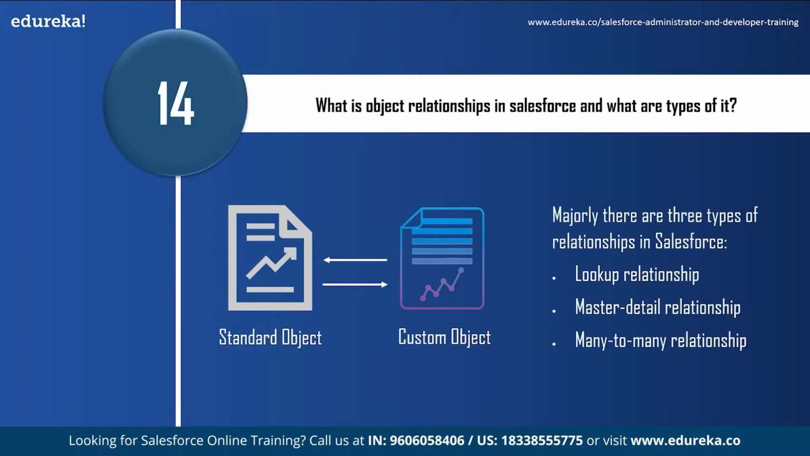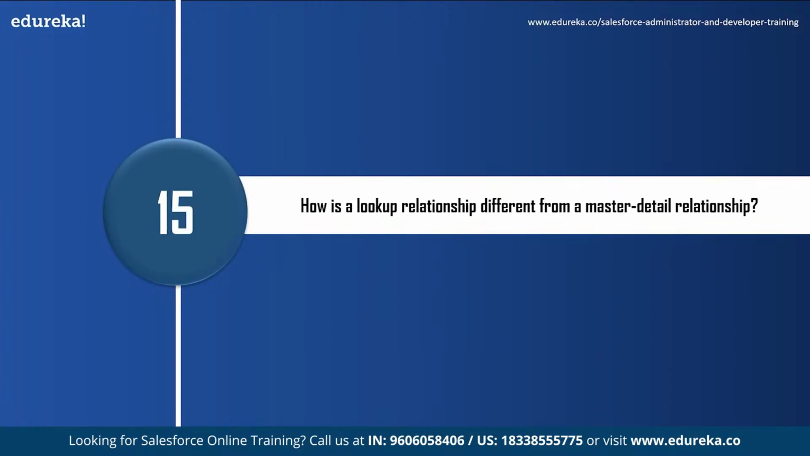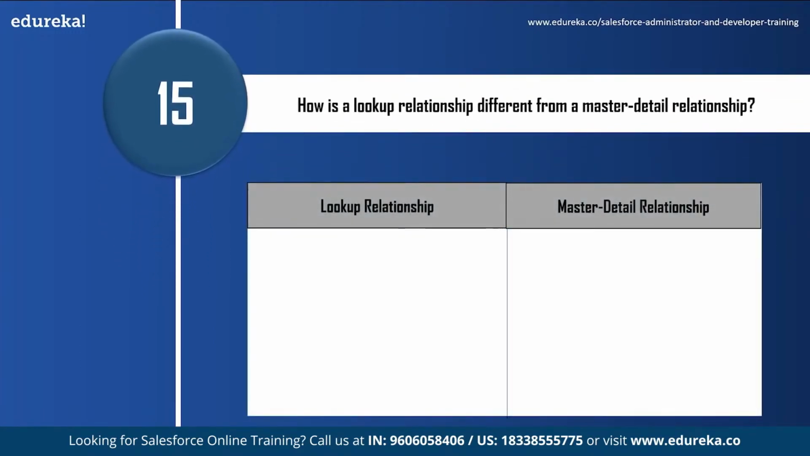Majorly, there are three types of relationship in Salesforce. The first one is lookup relationship, next is master-detail relationship, and next we have many-to-many relationship. So now I guess you have some idea about object relationship in Salesforce. So let us move on to our next question. The next question is, how is a lookup relationship different from a master-detail relationship?